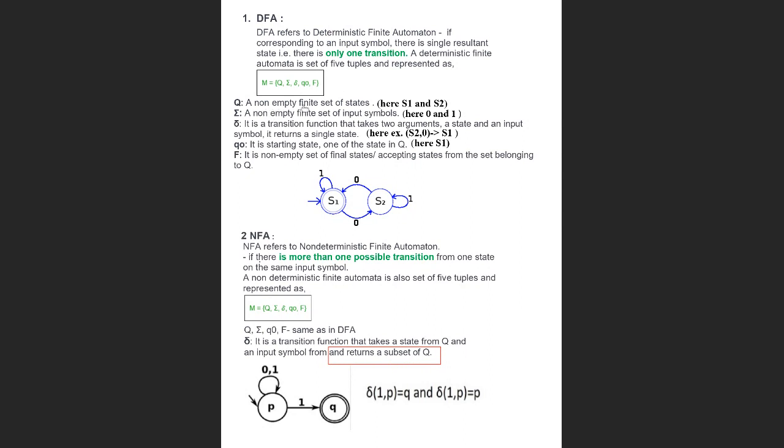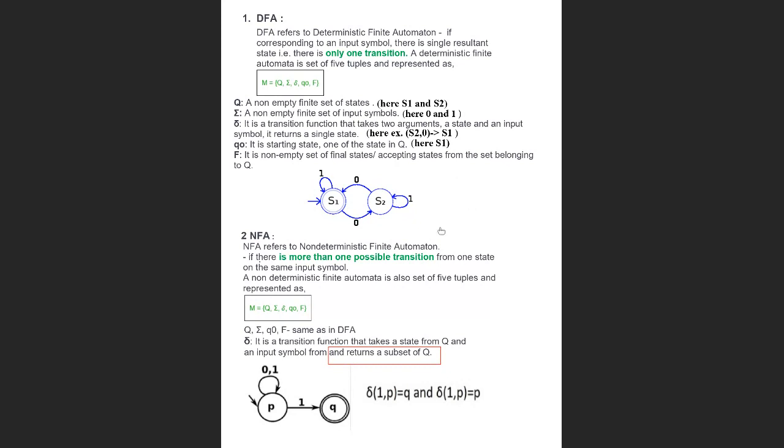Q is a set of states. In the picture below, those are states S1 and S2. Sigma is a non-empty set of input symbols. Those symbols here below are zeros and ones. Delta is a transition function which takes 2 arguments, a state and the input symbol, and returns a single state. Single state because it is deterministic finite automaton.